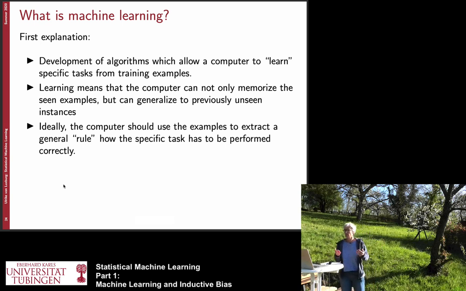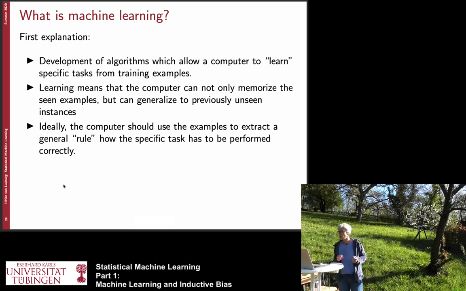Now the next point is that learning means that the computer can not only memorize the seen examples, but can generalize to previously unseen instances. Of course, there would be no point in skin detection if you could only show the computer the pieces of skin that you already know. What you want is to use these training examples to train the computer, and then later a new patient comes in, and you want to say for this new person whether the person has skin cancer or not. And this is what we call generalization. So we train on a couple of instances, but then this rule that we find is supposed to generalize to new instances of the same problem.